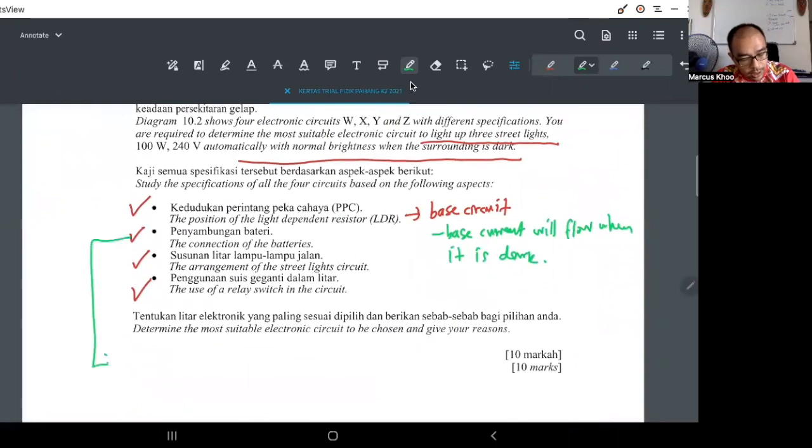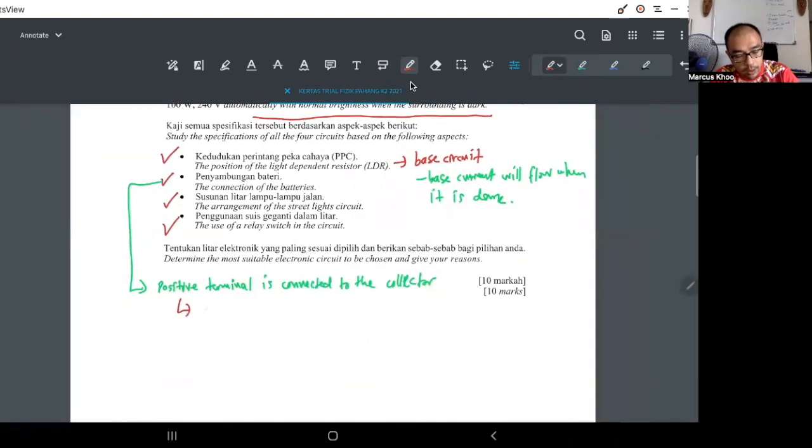The connection of the batteries is the positive terminal is connected to the collector in the transistor. You can say connected to the collector. And the reason for this is so that the connection is forward bias, like I said just now. So the positive terminal must be connected to the collector.